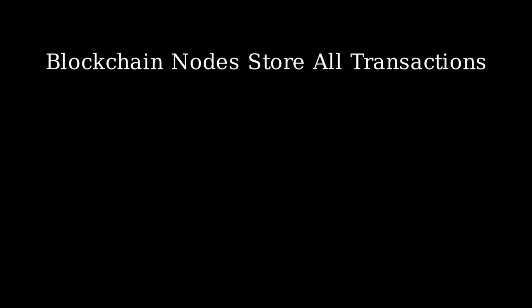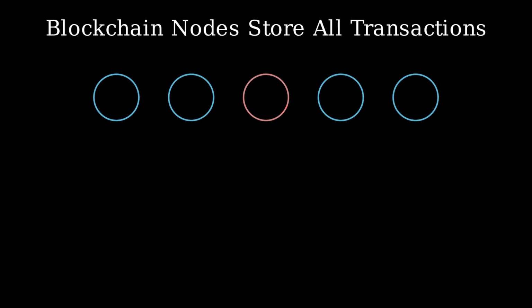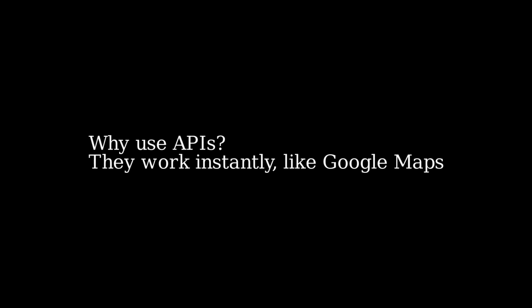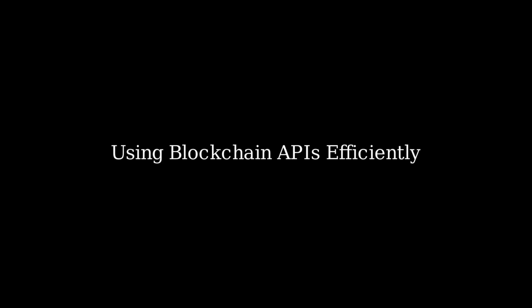Blockchain nodes store all transactions, but running a full node is slow and complex. Instead, APIs act as messengers, letting us pull blockchain data instantly. Think of it as calling Google Maps instead of manually checking every street. APIs let us interact with Solana and Bitcoin efficiently, so let's choose the right one.